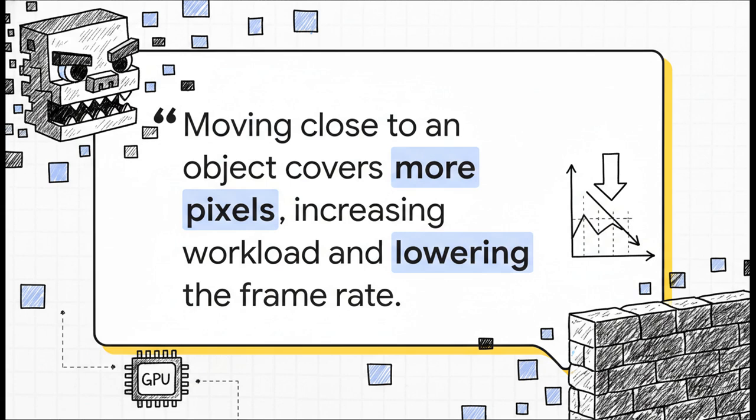This also explains something you've probably noticed while playing a game. You ever see your frame rate dip when you get really close to a big wall or a huge character model? That is rasterization in action. That object is now covering a huge percentage of those 8 million pixels, so the GPU has to generate and process way more pixel data. The load goes up, and sometimes the frame rate goes down.